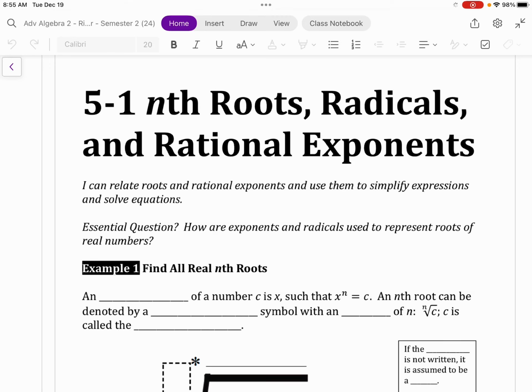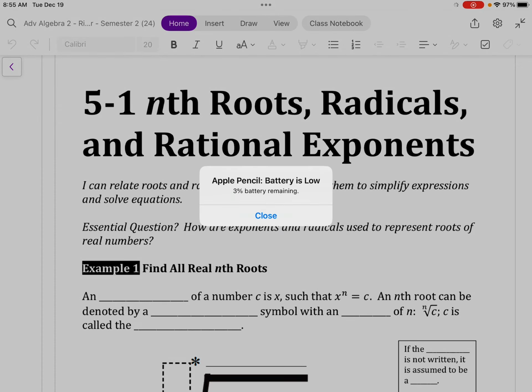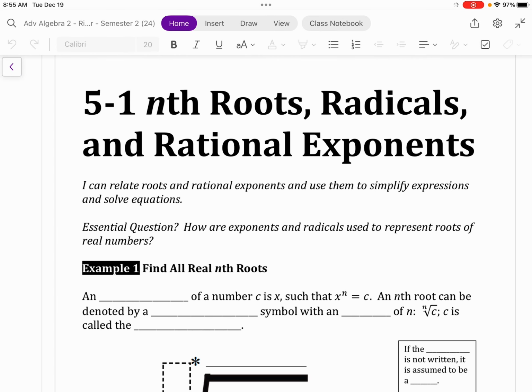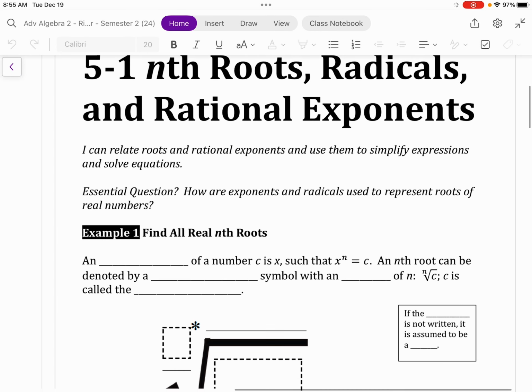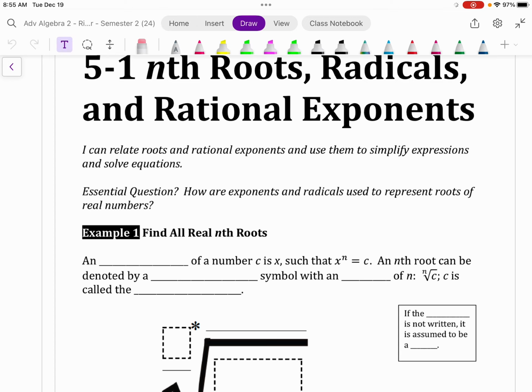Today we're going to start 5-1, which is all about nth roots, radicals, and rational roots. So this whole unit is about radicals. If I ask you, "Hey, what are you learning about?" you say radicals. So today is just about the basics and what we do with radicals.